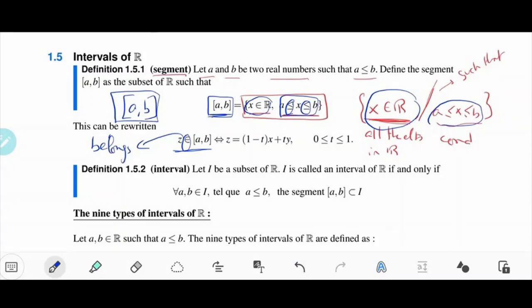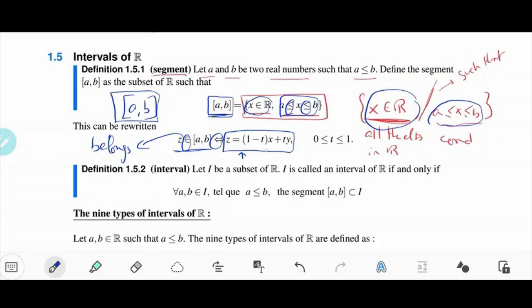It's used when I'm talking about an element from one side and a set from the other side. I'm saying that this element belongs to the set. It's an element of the set. It is equivalent, it's the same thing as saying that Z is equal to 1 minus T x plus T y, T between 0 and 1. In fact, this is a way of writing things that you will come across many times this year.